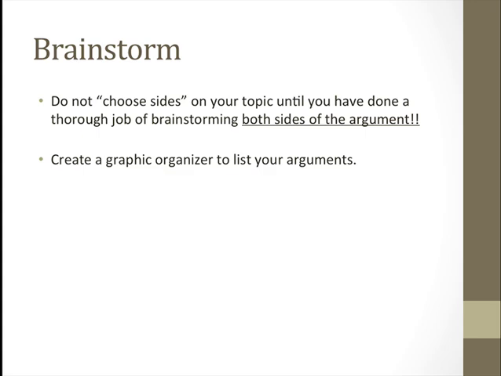When you start brainstorming, don't choose sides on your topic. What I want you to do is thoroughly brainstorm both sides of the argument, both the positive side and the negative side. Because believe me, I can't think of too many issues where you could not make a good argument for each side. So keep in mind that brainstorming involves both sides of the question. Don't decide which one you're going to write about. And you're going to create a graphic organizer to list your arguments. And we're going to take a look at a sample of the graphic organizer I have in mind in a moment.